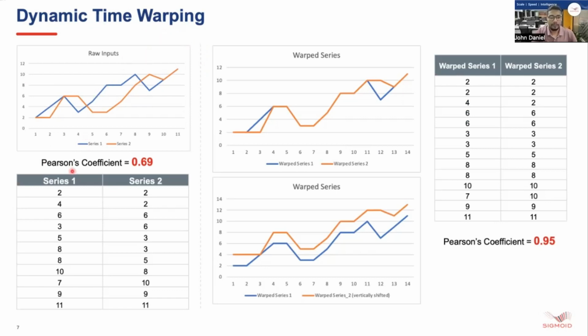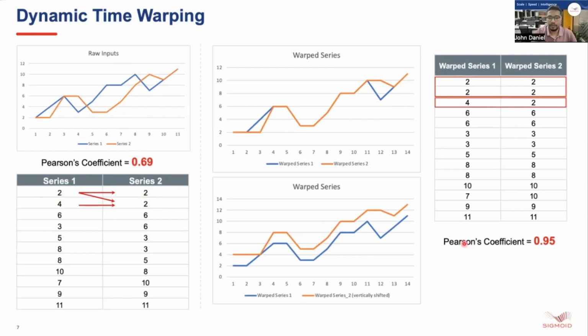For the raw inputs, we have two series, and from the graph, it's visible that the trends of the two series are out of sync. Hence, we get a coefficient value of 0.69. So on applying DTW, we can do one-to-many and many-to-one mappings. For example, the index 1 of series 1 is mapped to the index 2 and index 1 of series 2. And the index 2 of series 1 is again mapped to the index 2 of series 2, and so on.